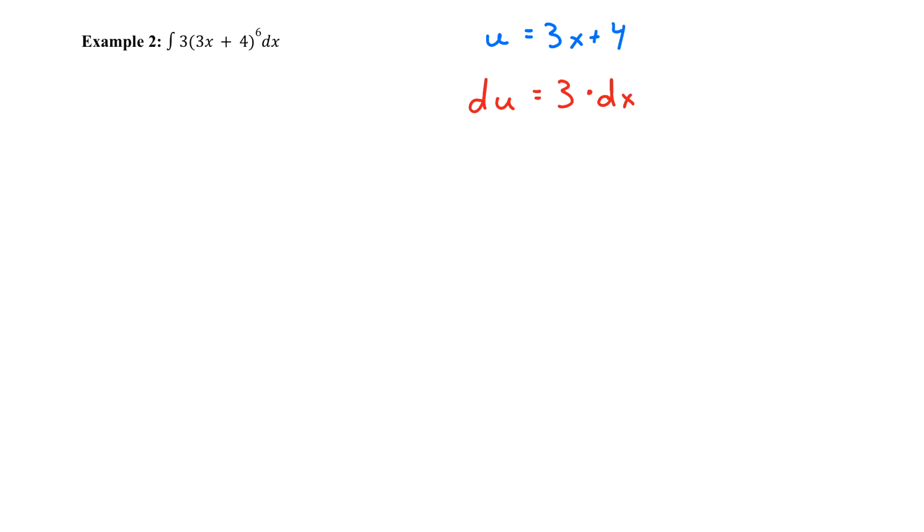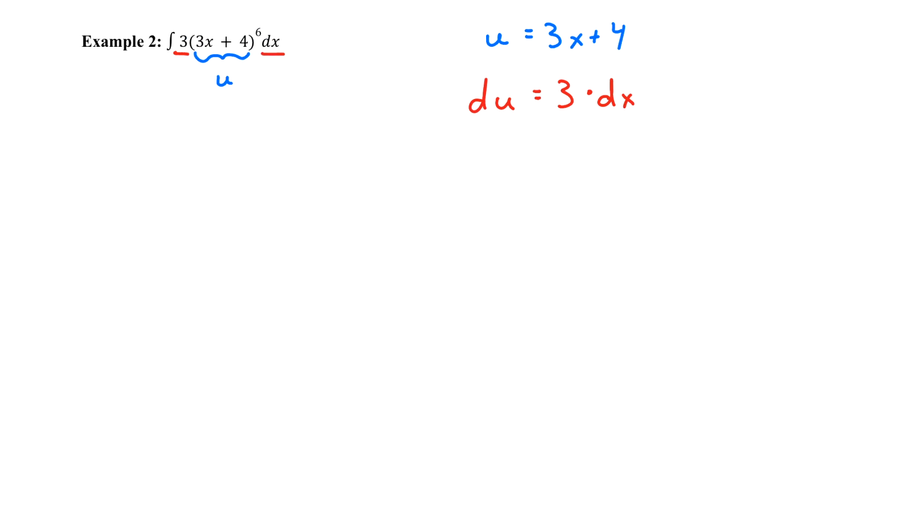So what we have so far, we've said 3x plus 4 is going to be u. Now, in the last video, it worked out really nicely that our du was all grouped together. And here we've got 3 times dx. Now, if I look at my indefinite integral, I've got 3 times 3x plus 4 to the 6th power times dx.